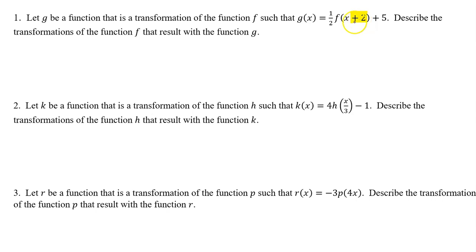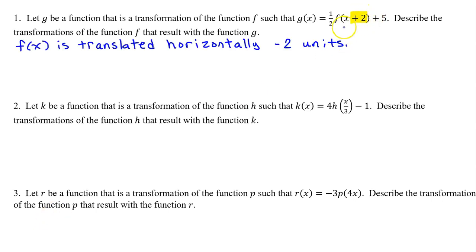Changes that appear inside of the function are horizontal transformations. So this plus 2 is going to be a horizontal something. When you are adding or subtracting, that is going to give you a translation, like a slide. Horizontal transformations are always the opposite of the way they look in the function. So f of x is translated horizontally -2 units, not +2.